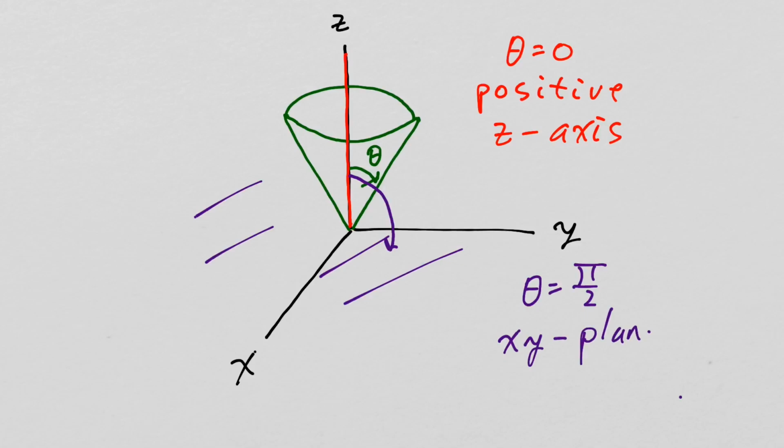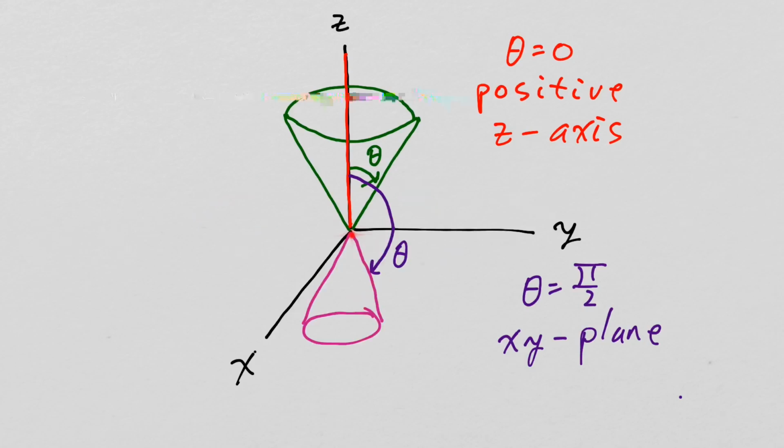Now let's let theta keep increasing beyond pi over 2, and it's going to become a cone again, but now with the part of the cone below the xy plane. So here's a cone for a theta angle greater than pi over 2, and you can see as theta approaches pi radians, the cone will collapse and be the negative z-axis. So here is a theta equal to pi radians, and so the cone has collapsed to be the negative z-axis.